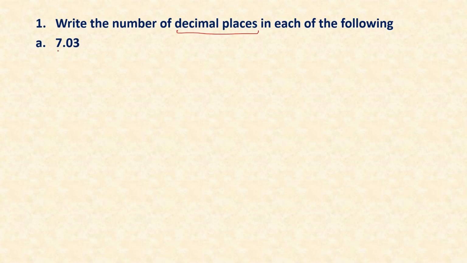So in this question, the decimal number is 7.03. Here we know this dot is the decimal point. So how many digits are there after this decimal point? 2 digits are there. So we can say 2 decimal places.